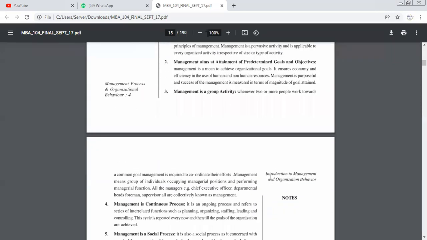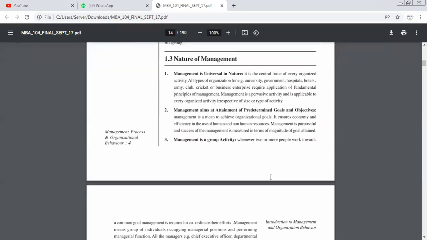See, there are a few natures of management. Management has a universal nature. This is a central force of every organized activity. All types of organizations, for example university, government, hospital, hotels, army, club, cricket, and business environment, require the application of the fundamental principles of management. Management is a pervasive activity, and it is applicable to every organized activity, irrespective of the size and the type of activity. Now see, management is universal in nature.